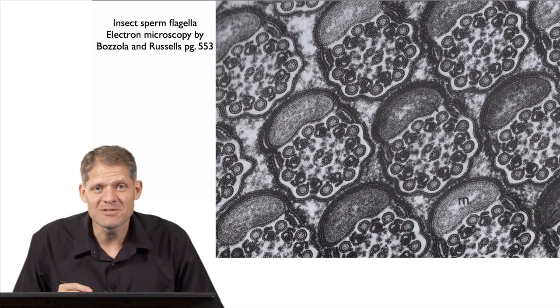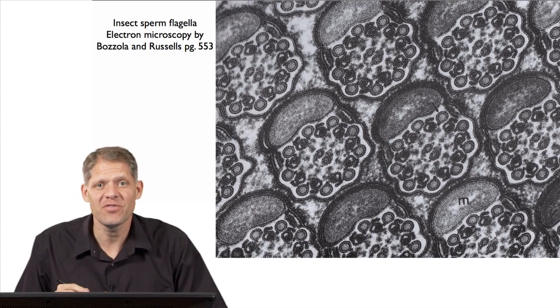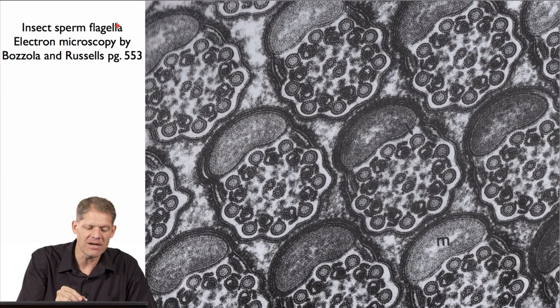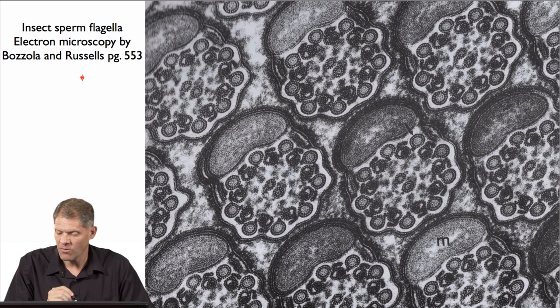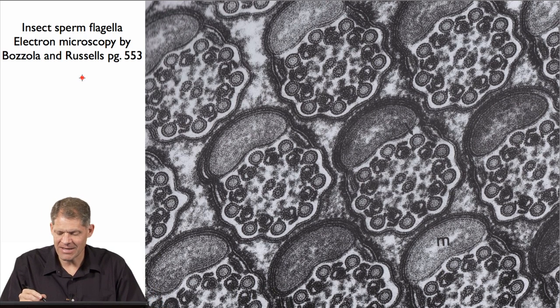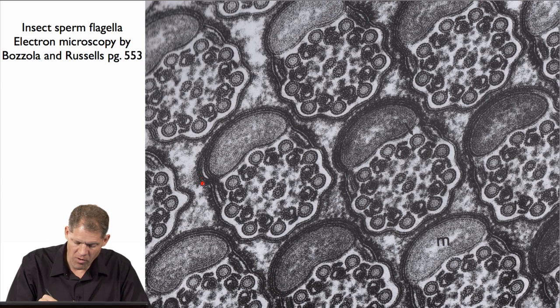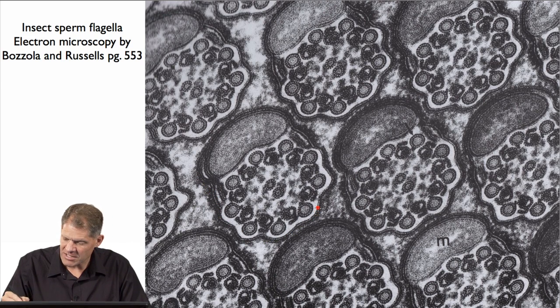This second example is one of my favorite traditional thin section EM images, and it's of insect sperm flagella. Again, it's in the book Electron Microscopy by Bozola and Russells. And what you see is packed insect sperm flagella. So this is the flagellum of one sperm cell, and it's packed right up against the flagellum from another sperm cell and another one, and they pack inside this tissue almost in a crystalline fashion. So each one of these is its own cell.